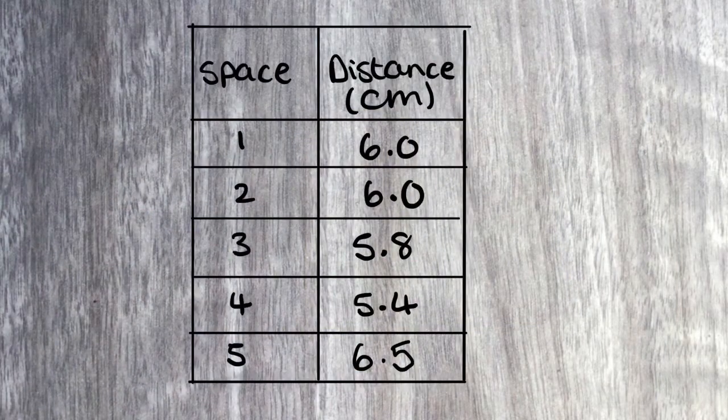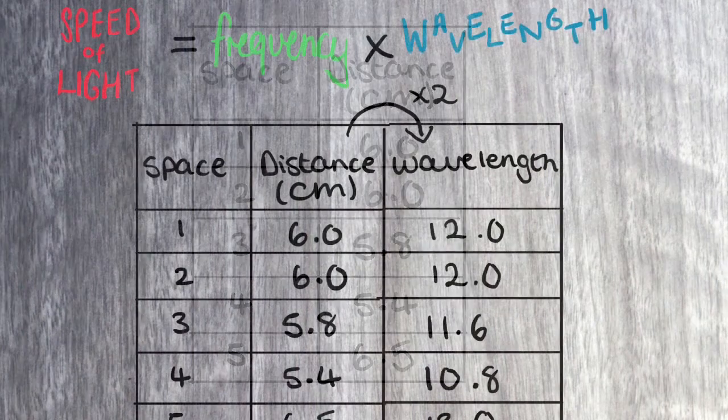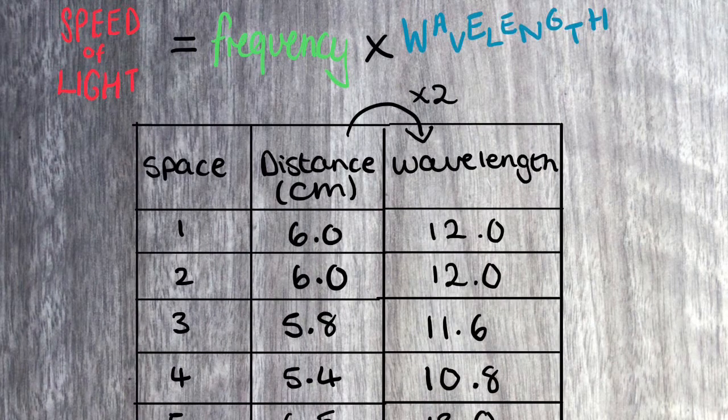We're going to record all of those distances in a table, like my one on the screen. In order to get your wavelength, you need to times each of those distances by 2 to get your wavelength and record that in your table as well.